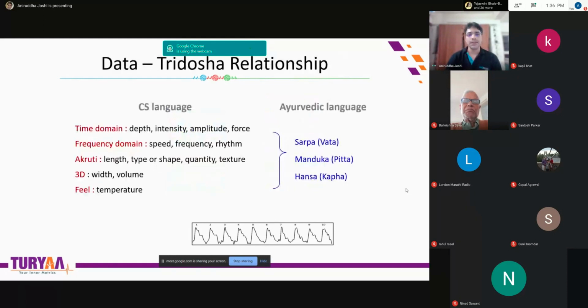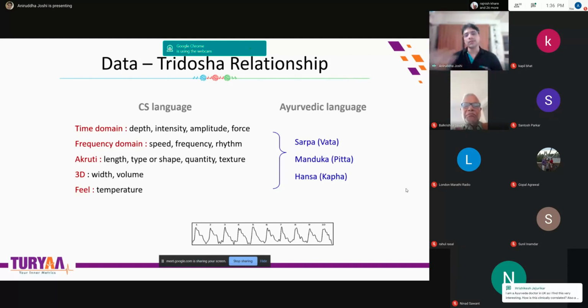So the Ayurvedic language is Sarpagati, Mandukagati, Hamsagati. We heard these words yesterday. Whether your pulse feels more like a snake, or whether the palpitation you feel is more like the jumping of a frog, and so on. This language we have converted into time domain properties, frequency domain properties, 3D pulse, and so on, with respect to such 13 parameters essentially.